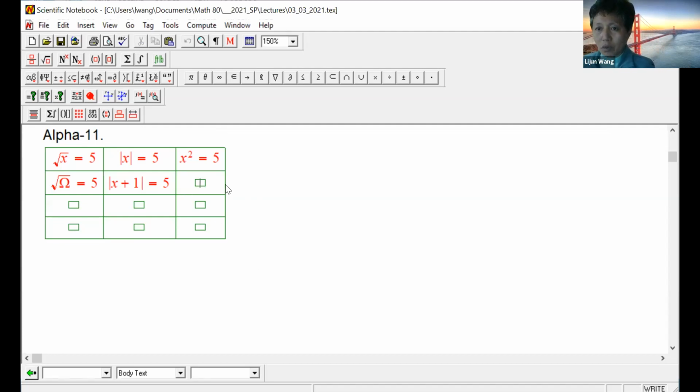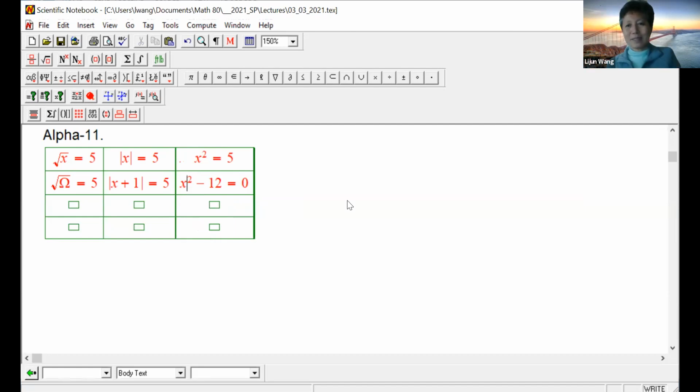Okay, the third one is turning to baloney as well, right? So instead of, we change it to omega squared equals 12. And then we move 12 to the other side. Do you follow me? So you can transform it in all different ways, but they're really the same type.